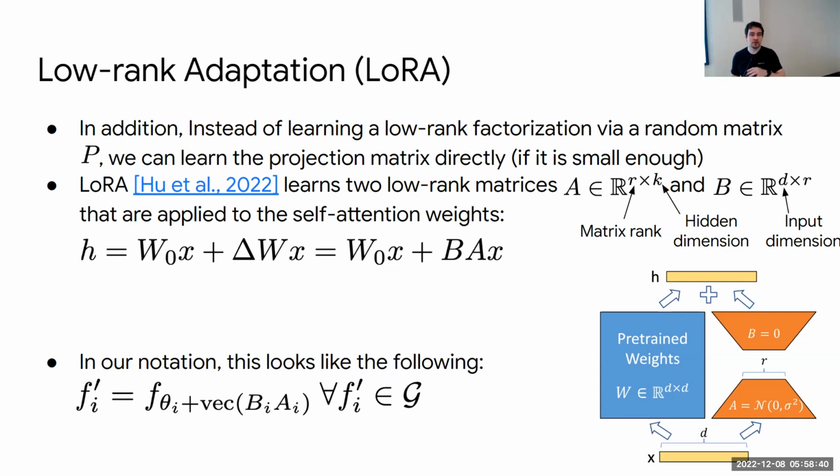So in our case, instead of looking at a weight matrix, we looked at the general parameter vector. So in order to express that again in our notation, we just need to vectorize that. So instead of treating this as a weight matrix update, we treat this as a single vector that we can again just add to our original parameters here.